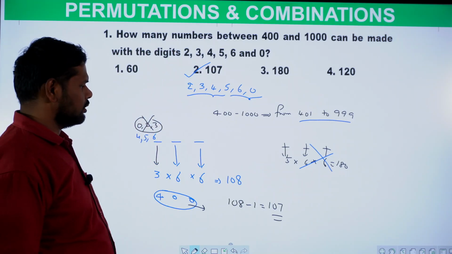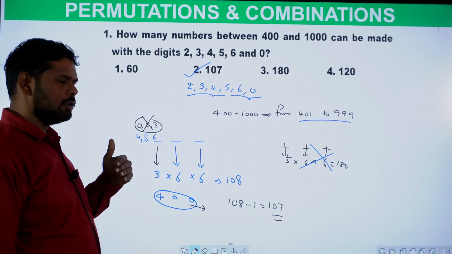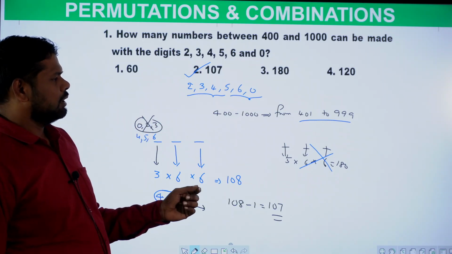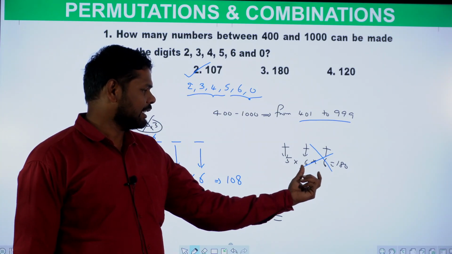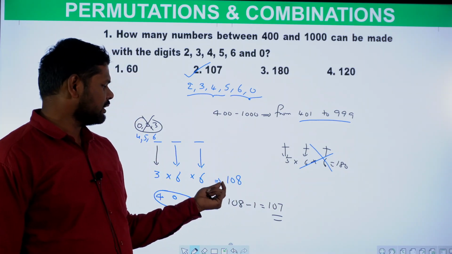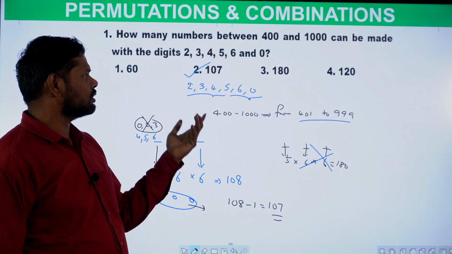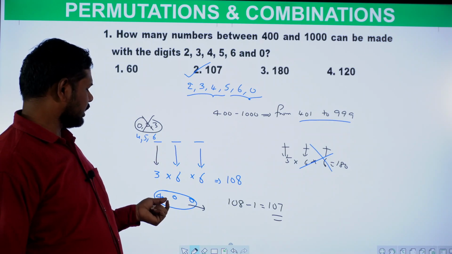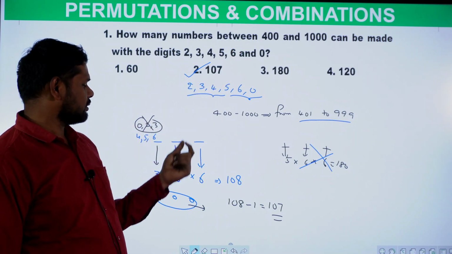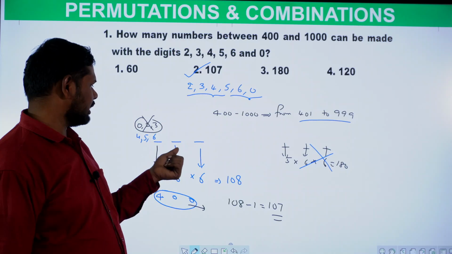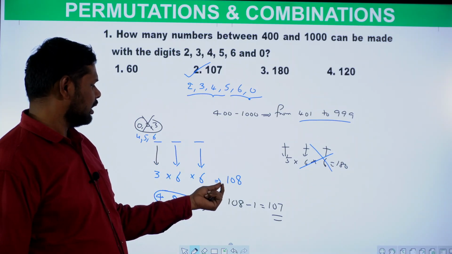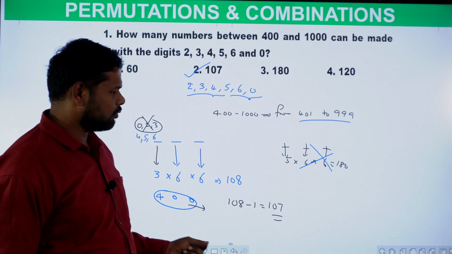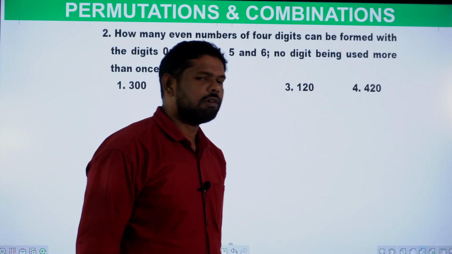That is clear. Very simple, but we need to apply some basics to this question. There is a chance of making mistakes like this, and since 108 is in the options, definitely we would choose that, but still we need to apply some basics here. In those 108 numbers, definitely 400 is also there. That's why we remove that 400. Then the remaining numbers are 107.